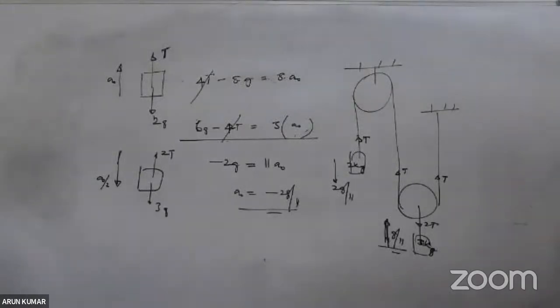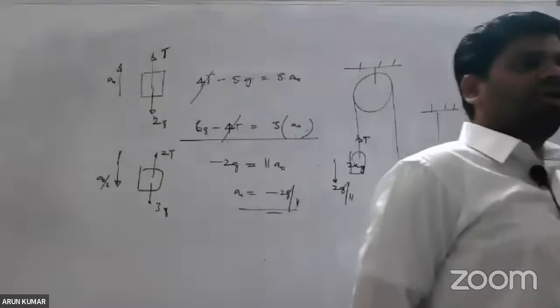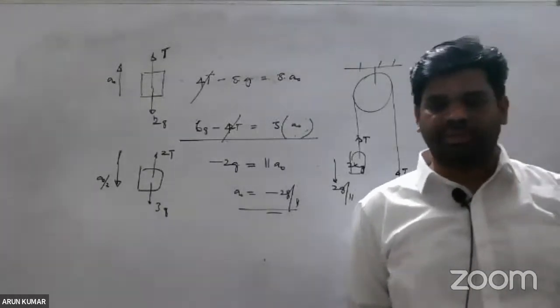All right. Understand this problem carefully. Here, I've taken the acceleration direction to be something. The answer turned out to be negative of that one. That means the actual acceleration of the particle is opposite to the presumed acceleration.